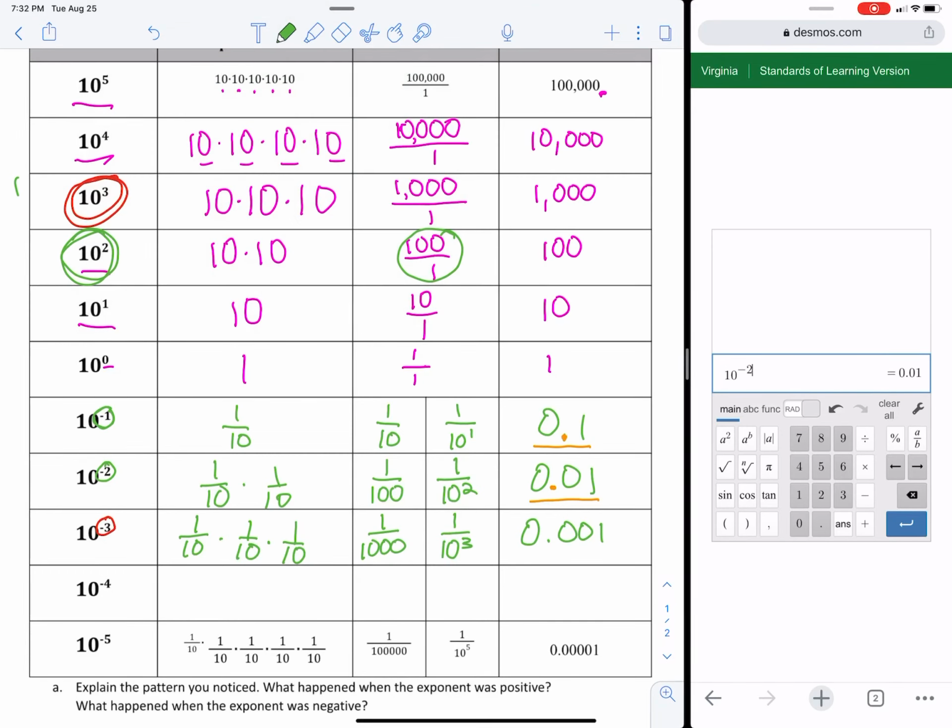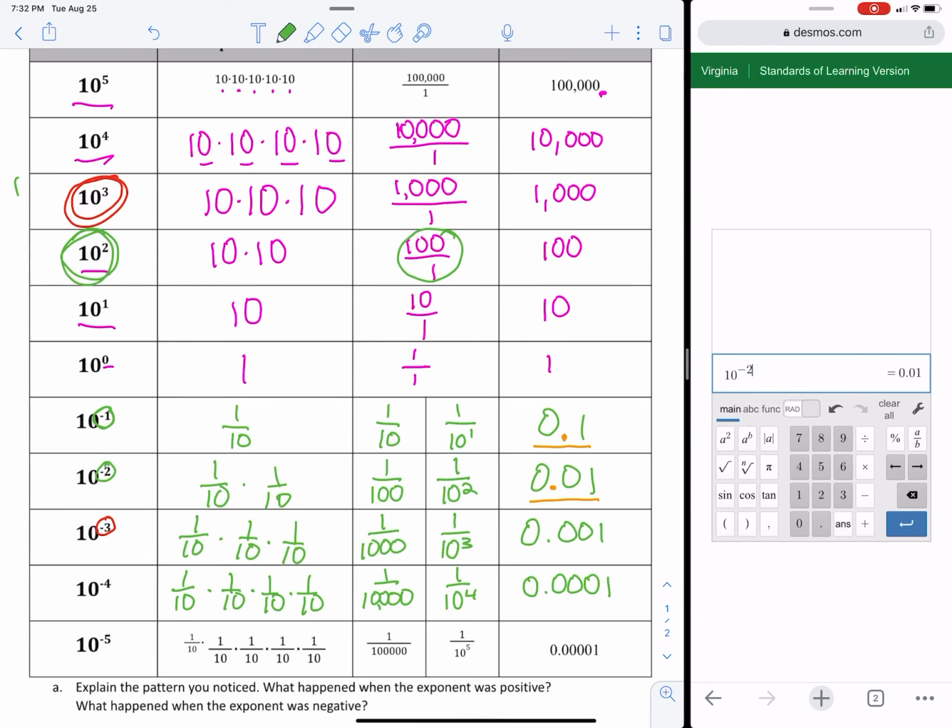So then the next one is 10 to the negative 4 power. So that's 1/10 4 times. So then that's going to be 1 over 1 and 1, 2, 3, 4 zeros. So that's 10,000. 1 over 10 to the fourth power. And then 0.0001.